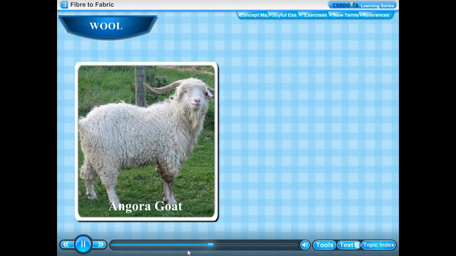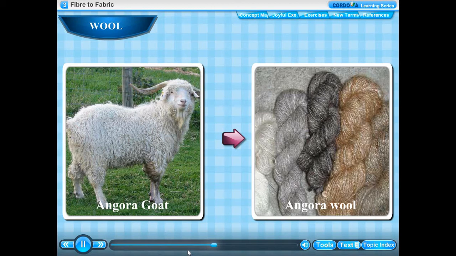Angora goat. Angora wool is a long, soft wool obtained from the Angora goat found in the hilly regions such as Jammu and Kashmir.